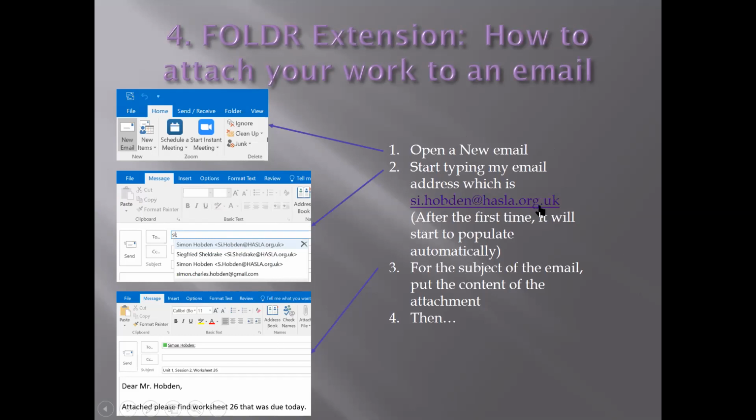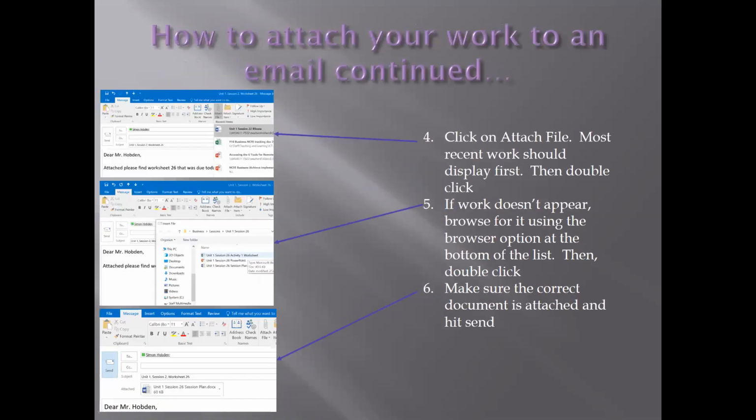The first time you'll probably have to enter it in exactly as it is here. And then for the subject of the email, put the content of the attachment. So you would put my interface project as your subject. Then, once you've done that, click on attached file. If you were most recently working on that project, it will be right there. It will be the first item to come up, and you just double click on it to attach it.